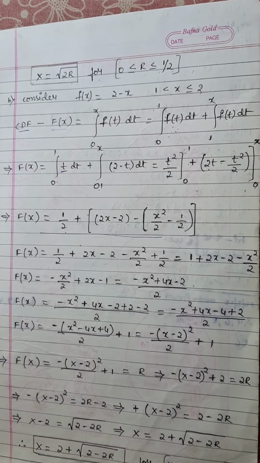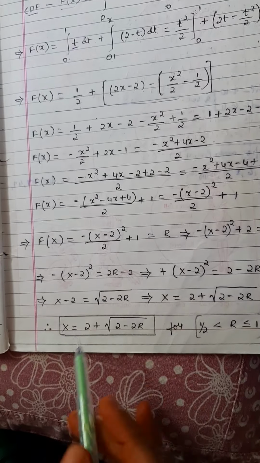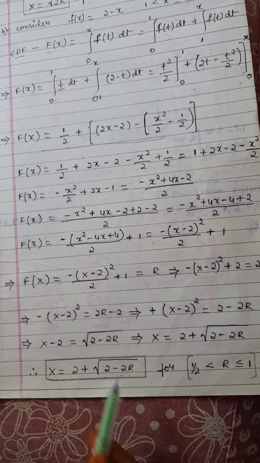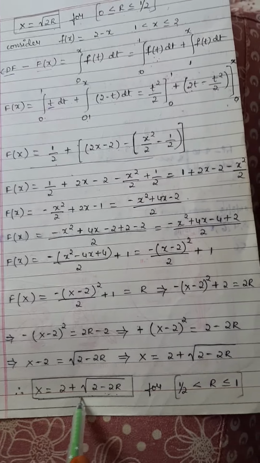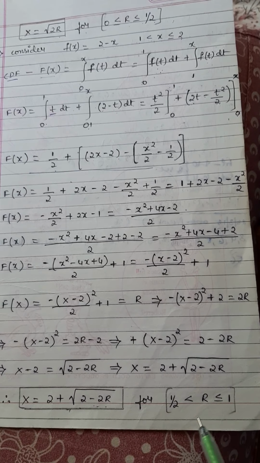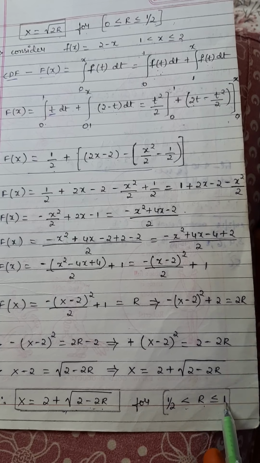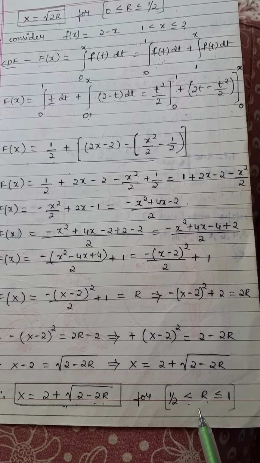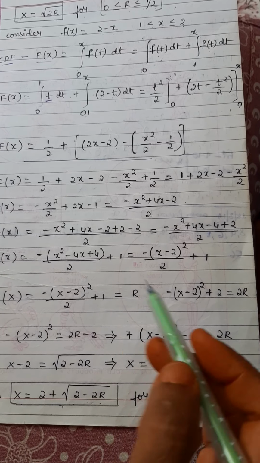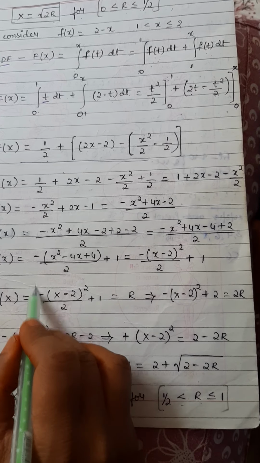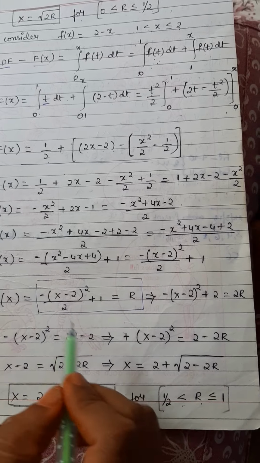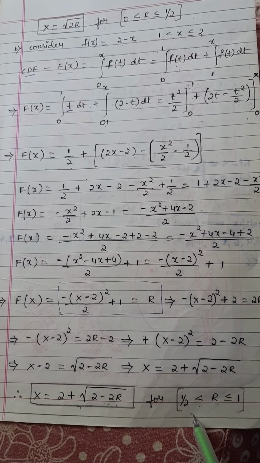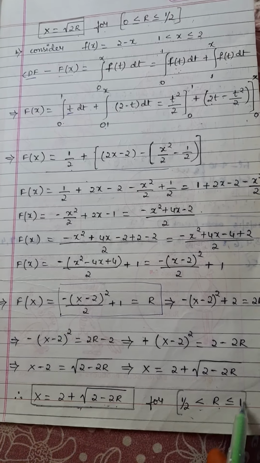After solving this equation, I get x is equal to 2 minus square root of 2 minus 2R. Now, for which range will this equation work? This equation will work for 1 by 2 less than R less than or equal to 1. Where should I substitute? I have to substitute the x values 1 and 2 in the equation where I have equated to R. First substitute 1 here, you get 1 by 2. Then substitute 2, you get 1.